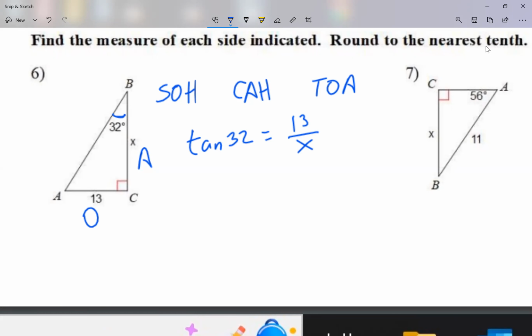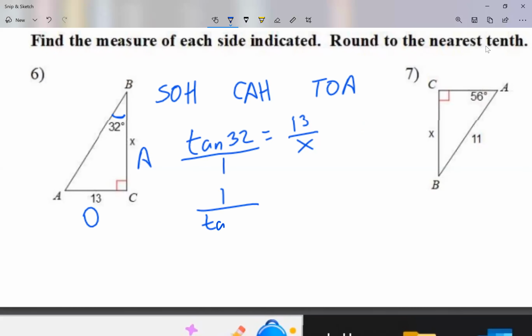If the x was on top, so if I had x over 13, I would say multiply both sides by 13 and you're done. But in this case, my x is at the bottom. So let me make this into a fraction here, and I'm going to flip both fractions. So I have 1 over tangent of 32 equal to x over 13. I just flipped both fractions because I wanted the x on top.